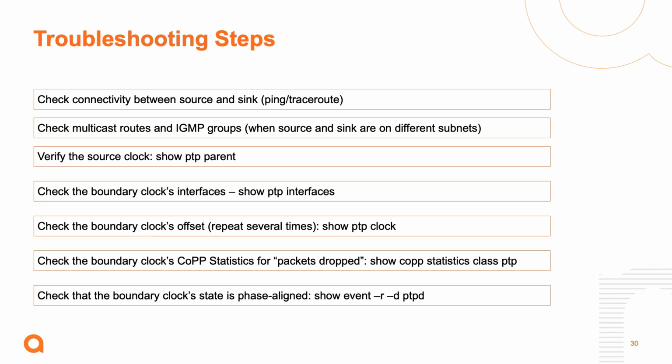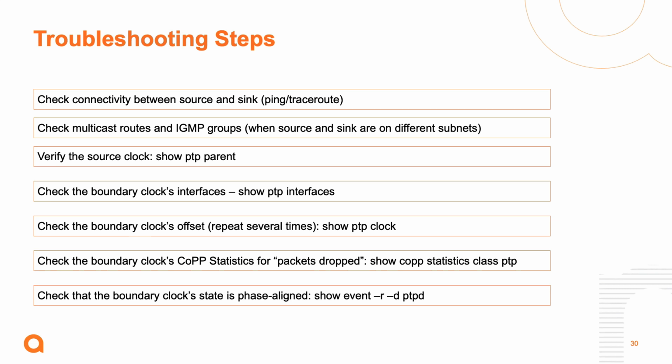If you need multicast routing, check the mroutes and the IGMP groups. Make sure that sources and sinks can communicate with each other by using multicasts. Verify the source clock. Check the PTP parents and see that it is connected so that this device in particular is connected to the right parent.